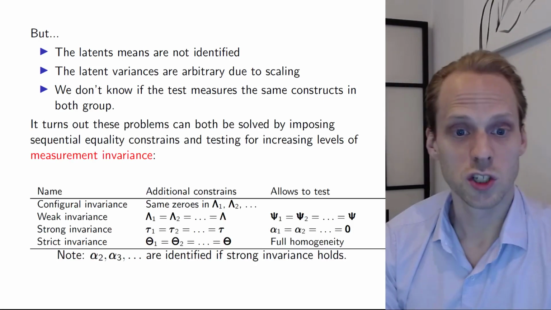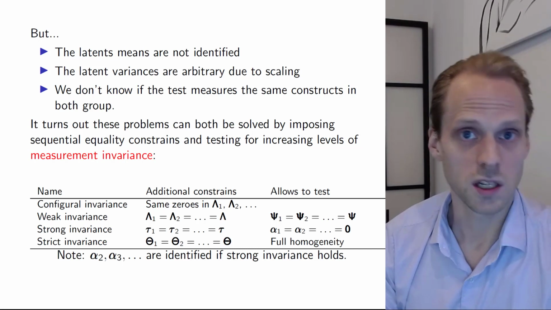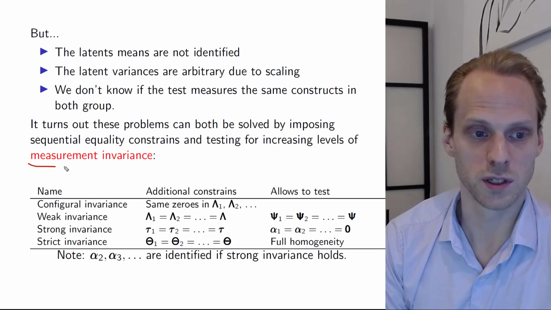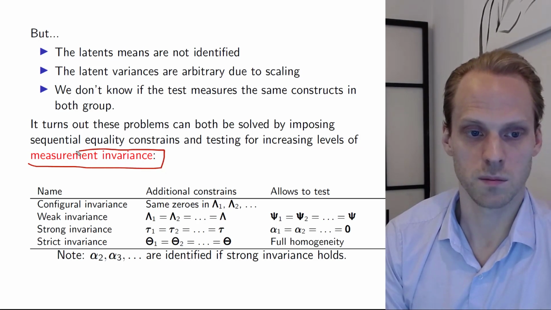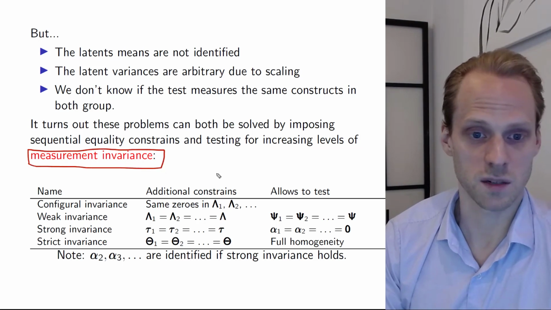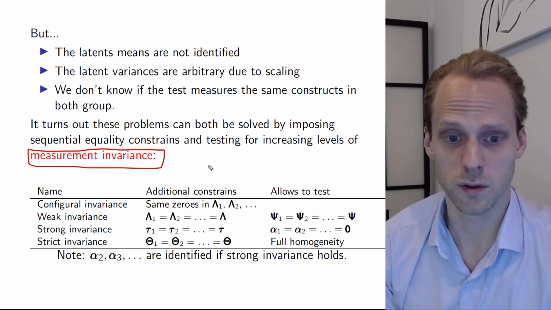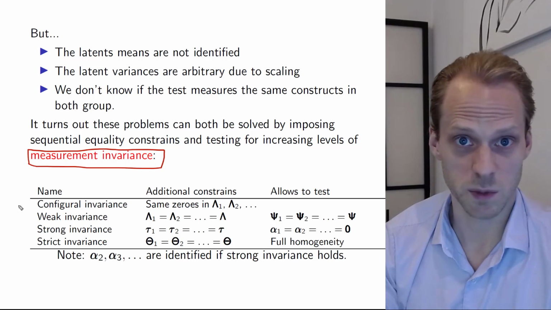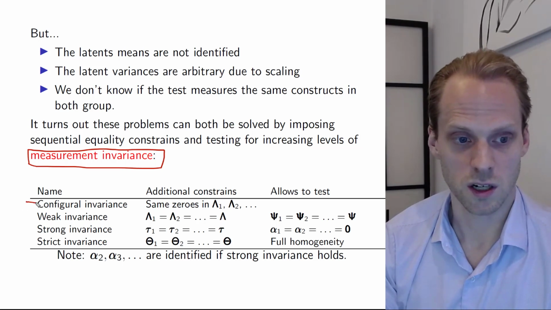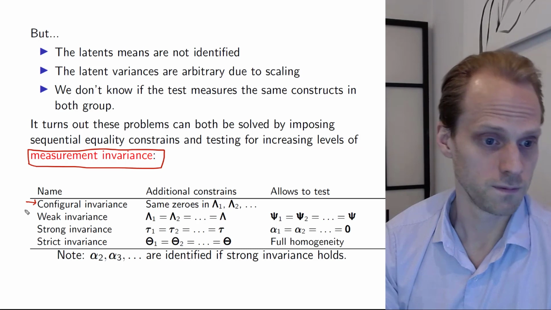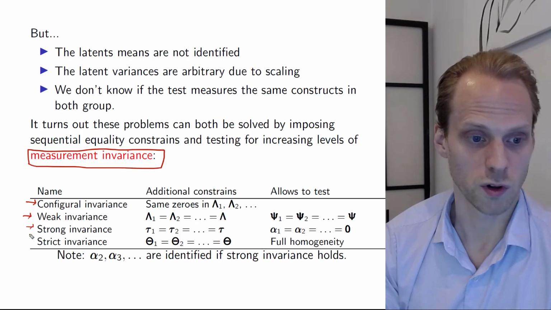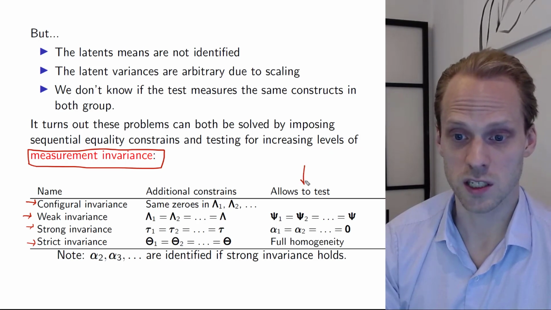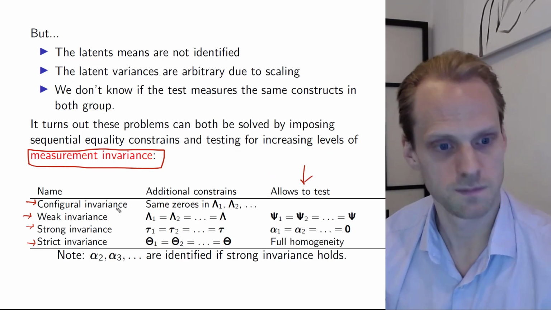So it turns out that we can solve this problem by sequentially imposing equality constraints and testing multiple levels of measurement invariance. And that means that the test measures the same construct in both groups. And we're going to do that sequentially. We're going to establish measurement invariance in steps, starting with configural invariance, then going on to weak, strong, and strict invariance. And each step that we take allows us to test more homogeneity hypotheses.